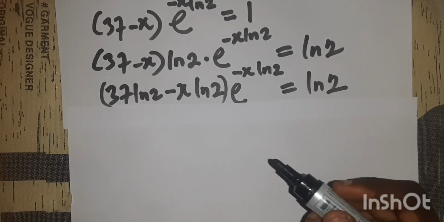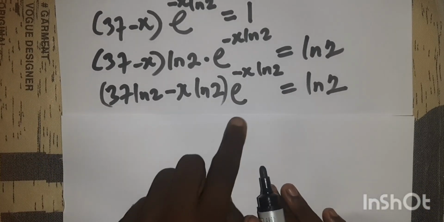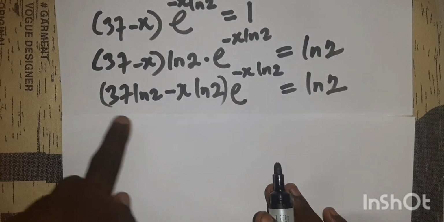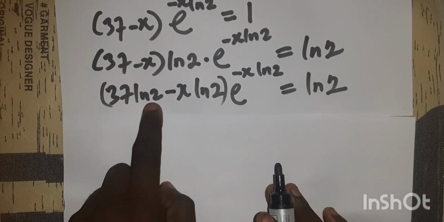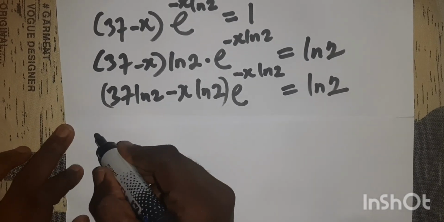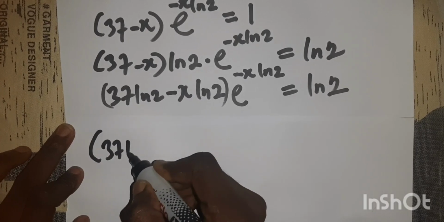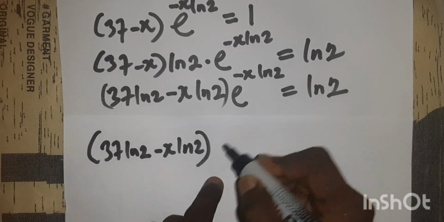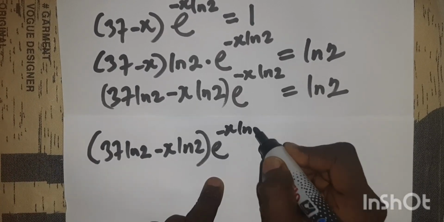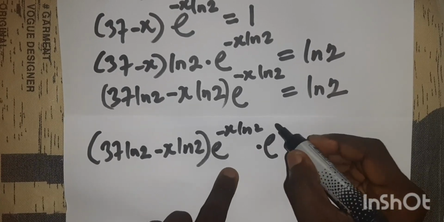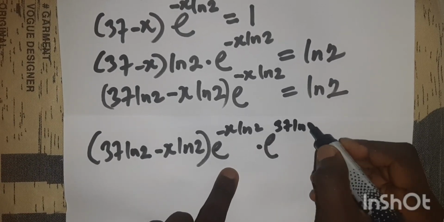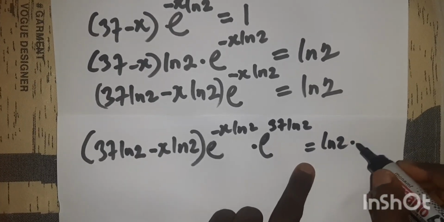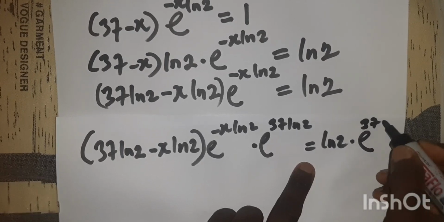So what I will do here now is to take a good look at this part of the left hand side, e raised to power minus x ln of 2. I can multiply both sides by e raised to power 37 ln of 2. So let's see what it leads us to. So I have 37 ln of 2 minus x ln of 2. Then I have my e minus x ln of 2 times e raised to power 37 ln of 2 equals to, I'll do it on the right hand side too, ln of 2 times e raised to power 37 ln of 2.